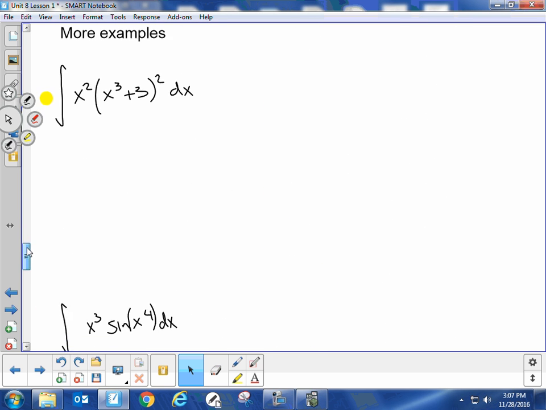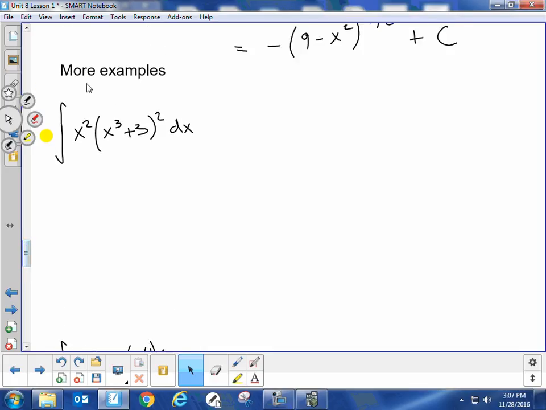Let's do this guy right here. Take the antiderivative of x squared times x cubed plus 3 squared. Let's make it cubed. That way we don't think of doing anything crazy.